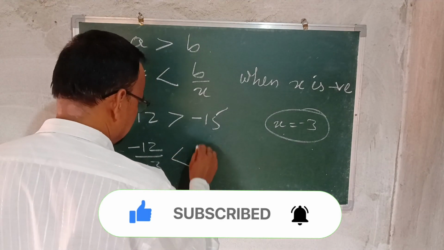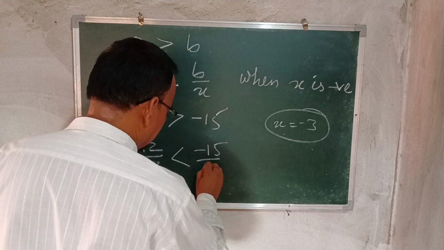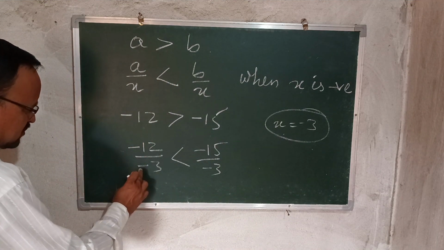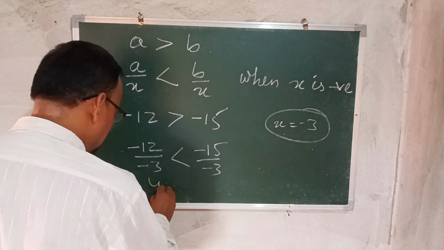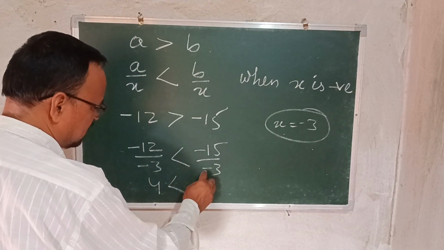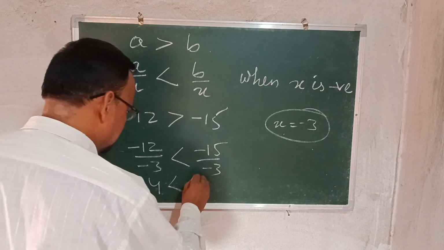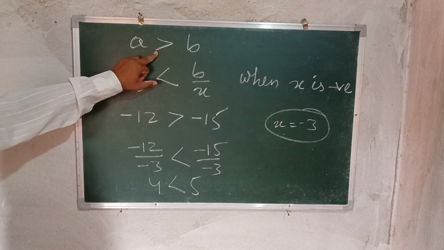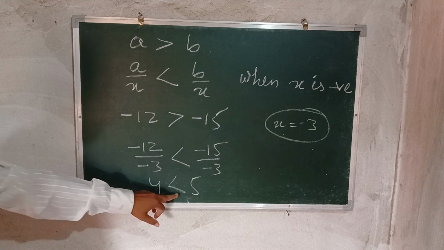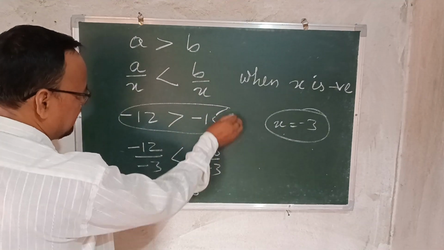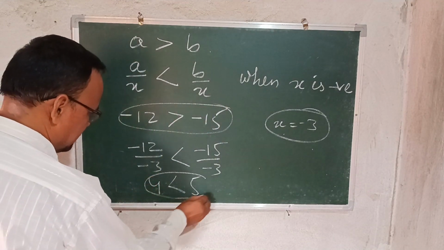That will be less. Minus 15 divided by minus 3. How? Minus 12 divided by minus 3: minus divided by minus is plus, so 12 divided by 3 is 4. Minus 15 divided by minus 3: minus minus is plus, and 15 divided by 3 is 5. So 4 is less than 5. This was the greater sign, but that inverts to the less sign.